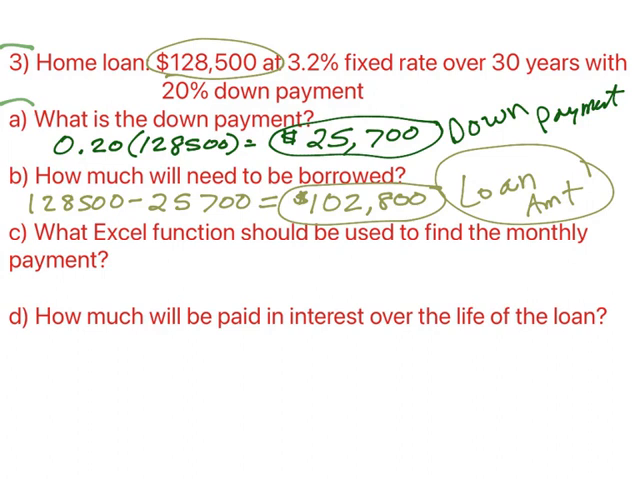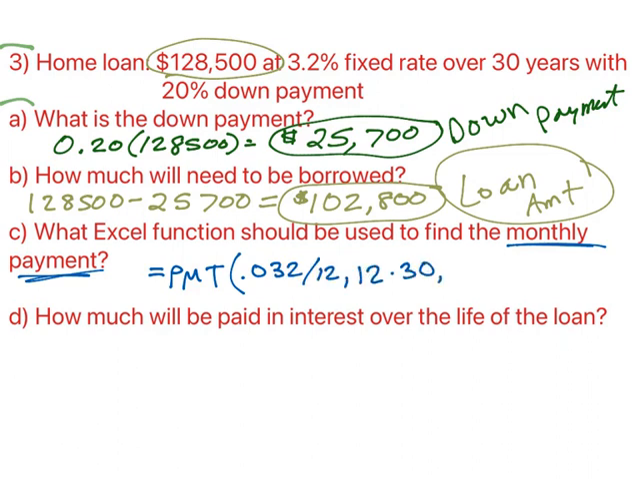Okay, moving on to the next one, what Excel function should we use to find the monthly payment? Again, with Excel, what are we trying to find? Here we're trying to find the monthly payment. So we're going to do equals PMT. We need our interest rate, 0.032 divided by 12, then 12 times the number of years, and then the loan amount at the end, $102,800. So there's our Excel function to find the monthly payment.